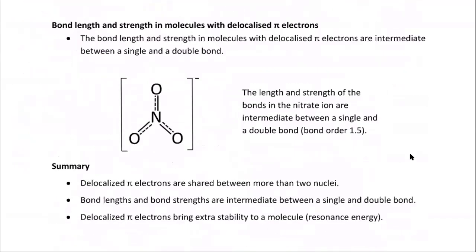I already mentioned this bond length and strength stuff. They're in between single and double, so usually we say that the bond order is 1.5. If you have a single bond, the bond order is 1. If you have a double bond, the bond order is 2. If you have a triple bond, the bond order is 3. So when you have something like this that has those delocalized pi electrons, it's in between single and double. So we usually say that the bond order is 1.5. And that means that the strength and the length are going to be somewhere between a single and double bond.